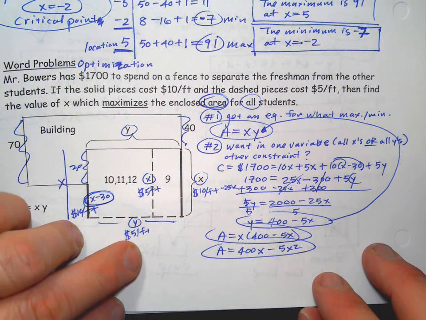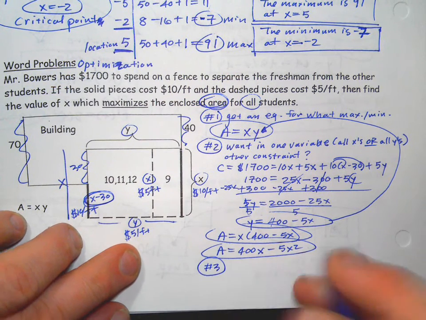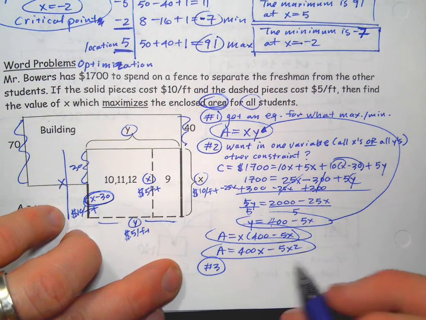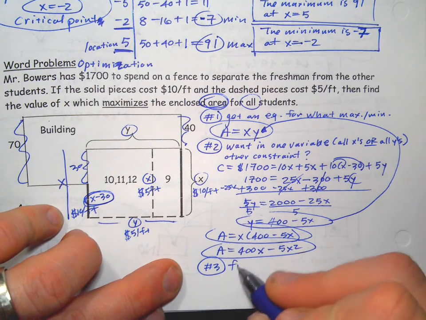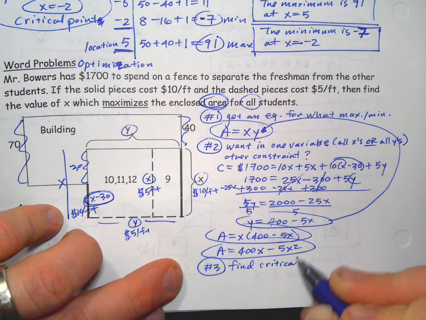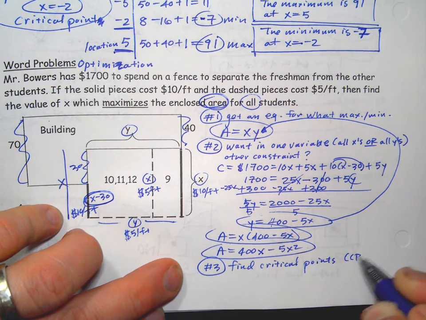Okay? So step number 3 now. So far, we haven't done any calculus. It's been geometry and algebra. But here's where the calculus comes in. We're going to find the critical points. Okay? Find the critical points, which sometimes I call CPs.